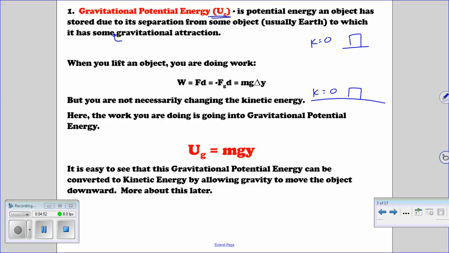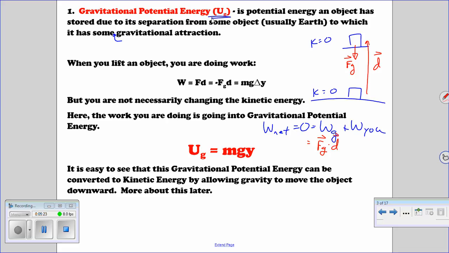So that means that our net work is 0. Well, that net work is equal to the work done by gravity plus the work done by you, because those are the only two forces, you and gravity. The work done by gravity is equal to the force of gravity times the displacement.